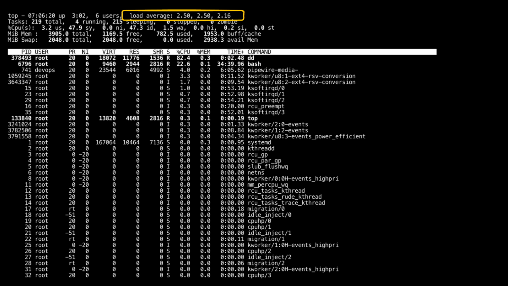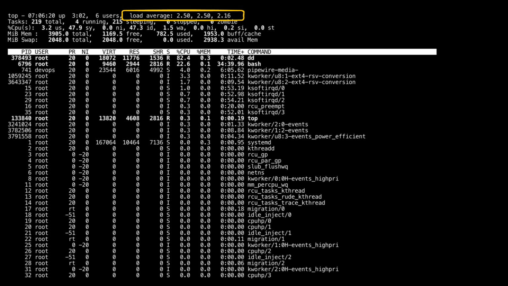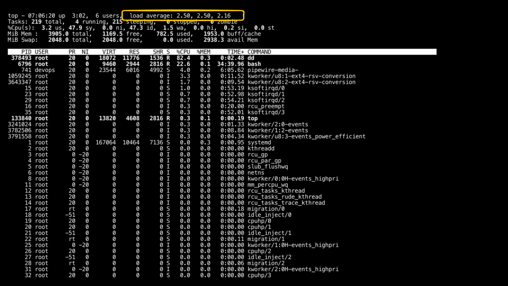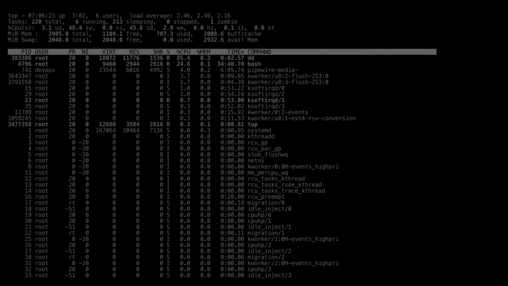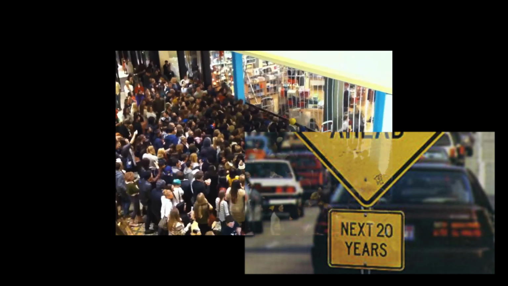Back to load average. There is no problem if load average is less than the total number of CPU cores. But if it gets higher than the number of CPUs, this means some process will stay in the queue, ready to run but waiting for a free CPU. Values much higher than the number of CPU cores indicate system congestion and a bottleneck.